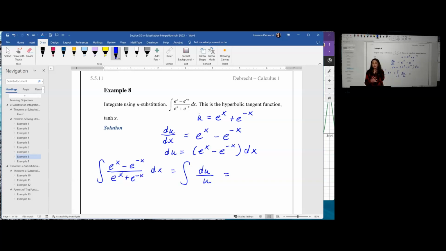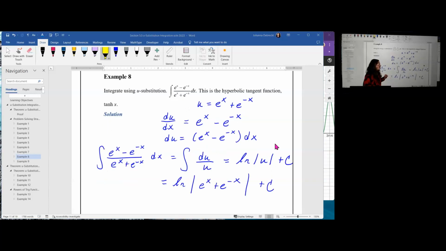Now, this is the one polynomial type equation. Actually, it's not a polynomial because of the negative exponent, but it is the one type that we cannot apply the power rule to. You must memorize that the integral of 1 over u du is the natural log of the absolute value of u. And again, those absolute values are not optional. They're mandatory. Once you've rewritten it as the natural log of the absolute value of u plus a constant, replace the u with your original definition, e to the x plus e to the minus x, inside the absolute values.